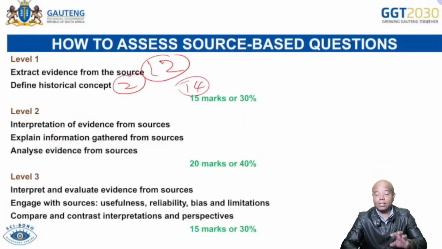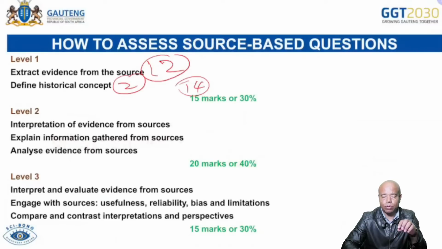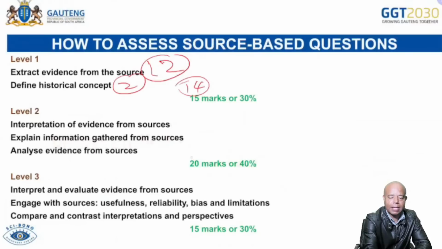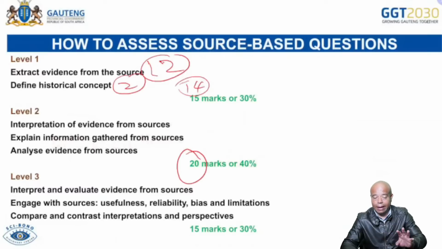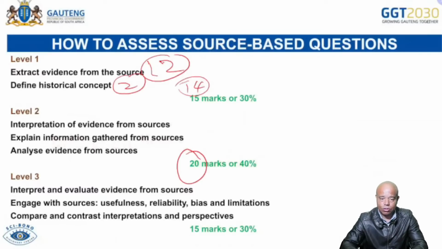Then the extraction questions, we will go into more detail now. But let's go to level 2. What are level 2 questions? It means interpretation of evidence from the sources, explaining information gathered from sources, and you must analyze evidence from the sources. And that gives us a mark allocation of 20. But we'll go into more detail so that you can have a clear understanding of the typical questions for level 1 and 2.